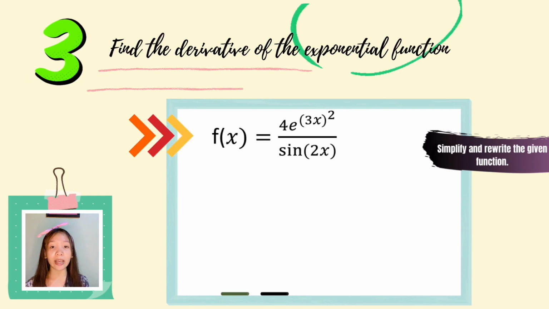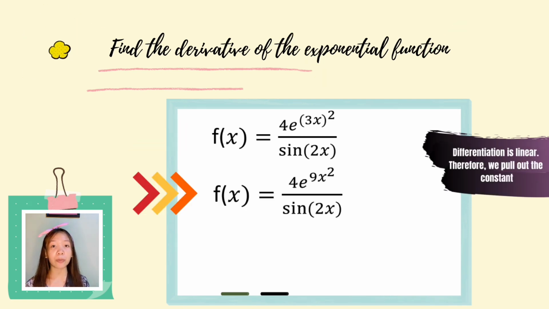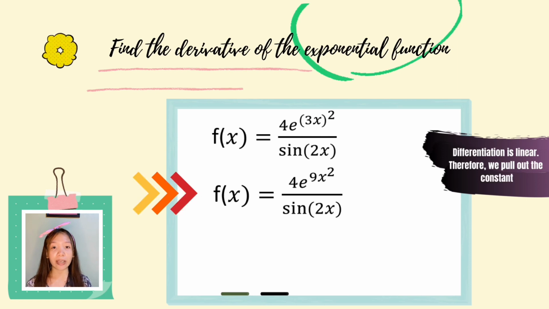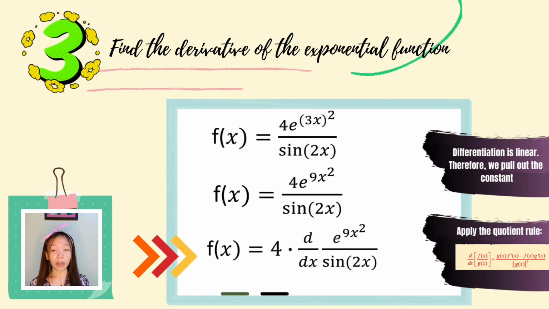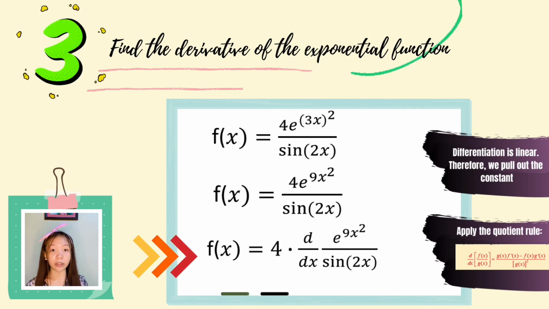Since we have 3x to the power of 2, we can further simplify it. We have 9x squared. So for the given function, we will rewrite it as function of x is equal to 4e to the power of 9x squared all over sine 2x. So now that we're done simplifying the given function, as you can see in our equation, the differentiation is linear, therefore we pull out our constant, which is 4, and multiply it with the derivative of e to the power of 9x squared all over sine 2x.